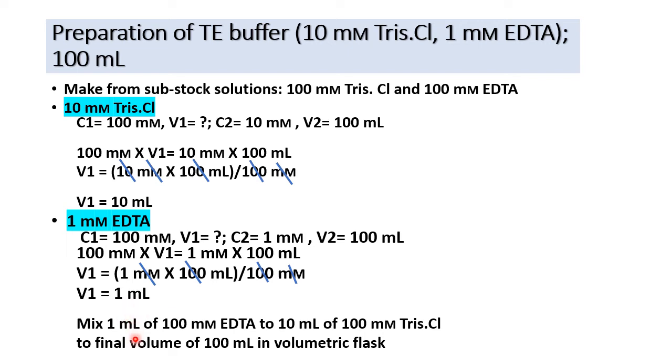So it means if you mix 1 milliliter of 100 millimolar EDTA and 10 ml of 100 millimolar Tris chloride, and you make the final volume to 100 milliliters in a volumetric flask, you will get this solution. And you can use the same pattern for any of the complicated solutions as well.